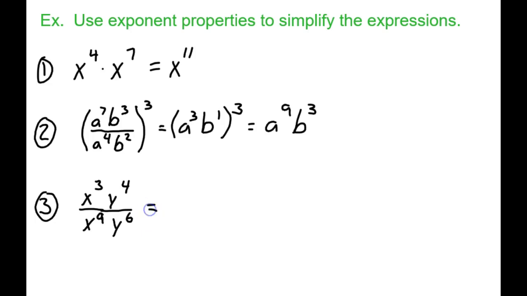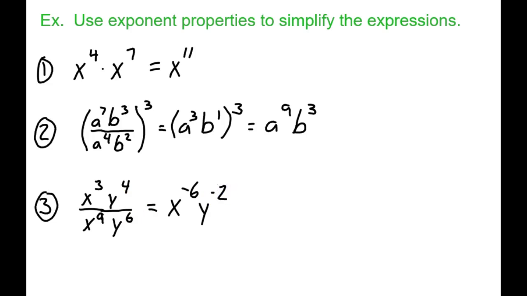So this problem we're going to use same properties we used in the previous problem. I have my base x, which is the same, so I subtract the exponents. So I get x, and then 3 minus 9 would give me -6. Then do the same thing with my base y. 4 minus 6 would get me -2. Now we have to use that negative exponent property.